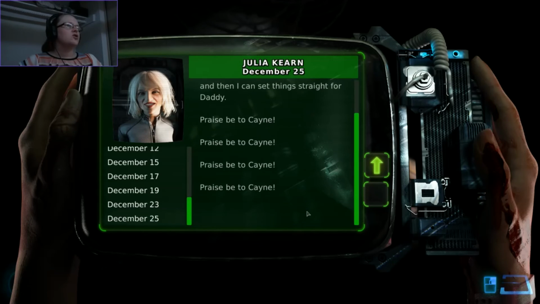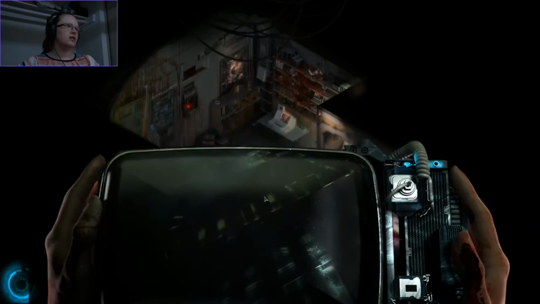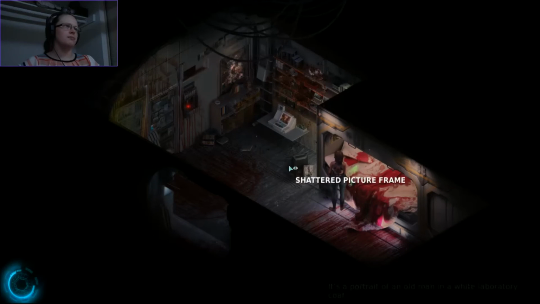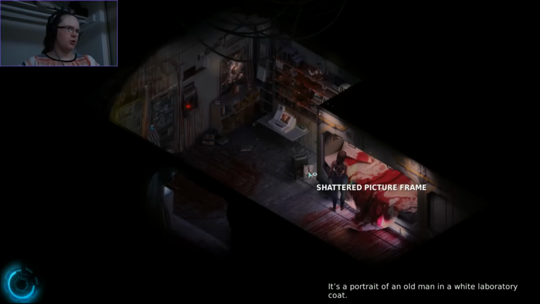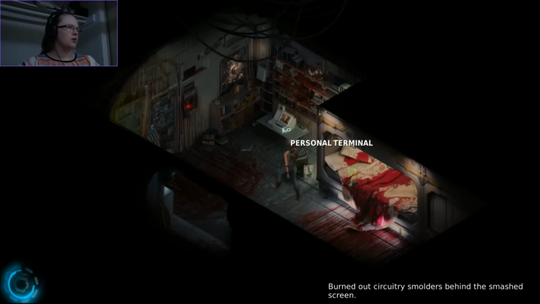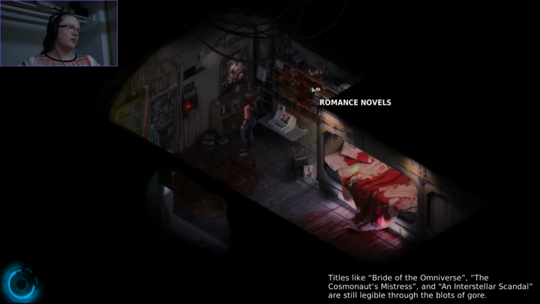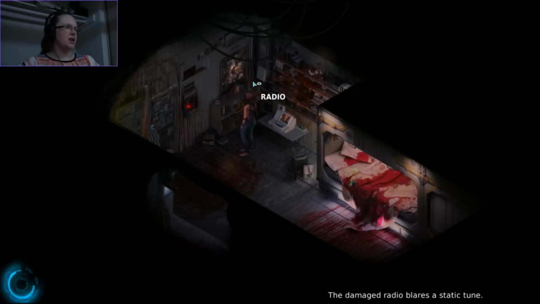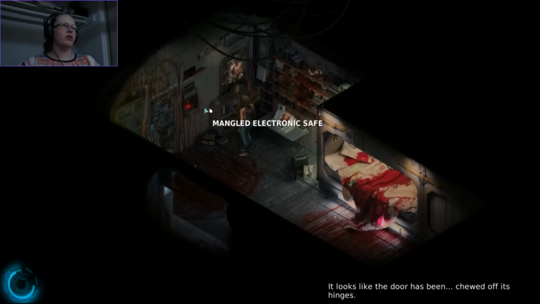I didn't see any sort of code and all that. This girl is messed up. Shattered picture frame. It's a portrait of an old man in a white laboratory. Okay. Personal... Burned out circuitry smolders behind a smashed screen. Romantic novels. Titles like Bird of the Omniverse, The Cosmonaut's Mistress, and An Interstellar Scandal are still legible through the blots of gore. Okay. Radio. Okay. Mangled electronic safe. Is there anything in here?